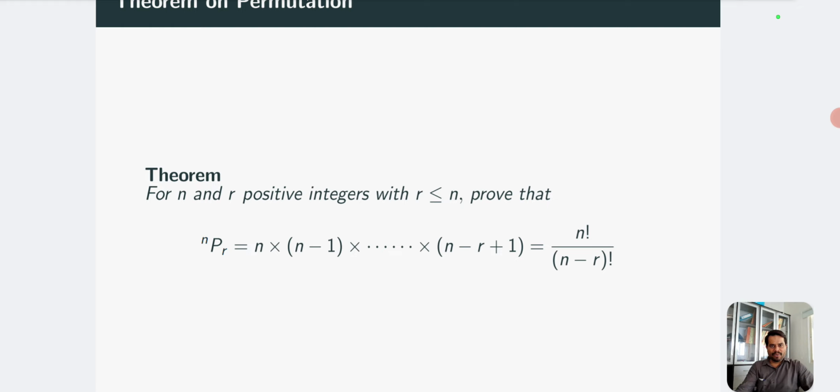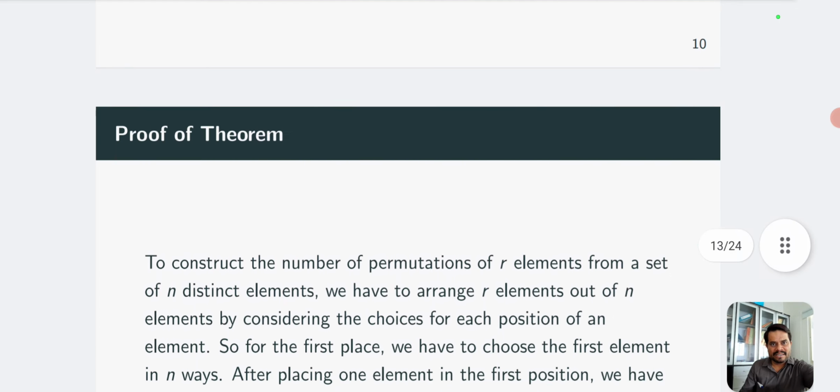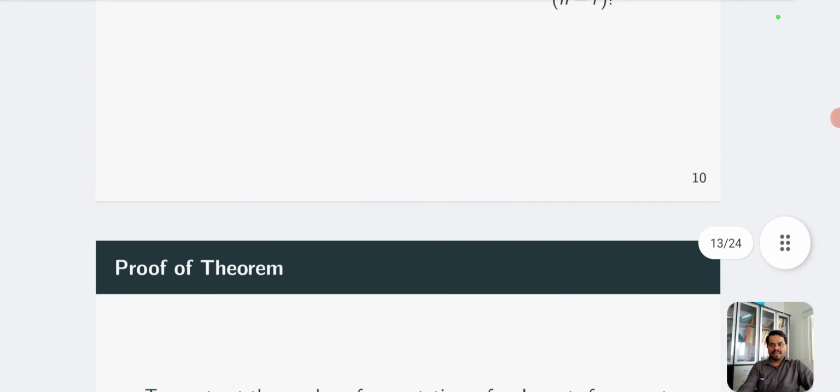So this is a very important result on permutations. We can also call it the formula for a permutation to find the number of permutations in your required set. Just remember that nPr is equal to n! / (n − r)!. So here we have to prove this result. So let us see the proof of the theorem.